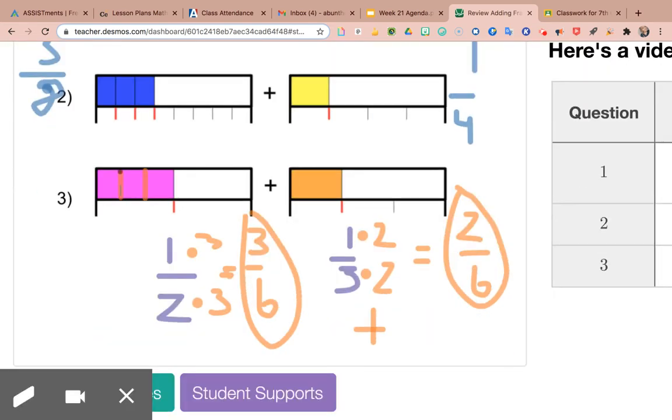So it's like I was cutting my halves into 3 pieces. And over here, I was multiplying by 2. It was like I was cutting my thirds into 2 pieces. So notice I turned them into sixths. And now 2 of them are shaded, which is this 2 right here, and 3 of them are shaded, which is this 3 right here.